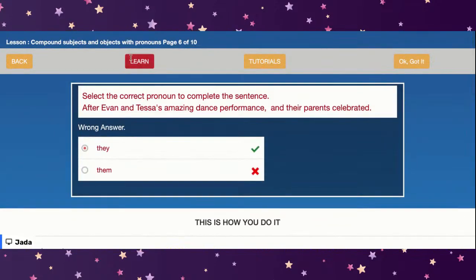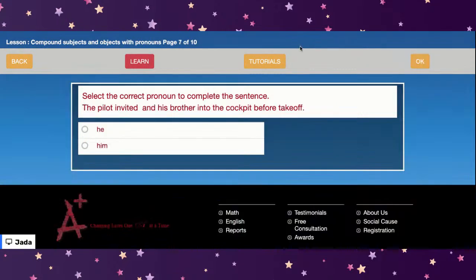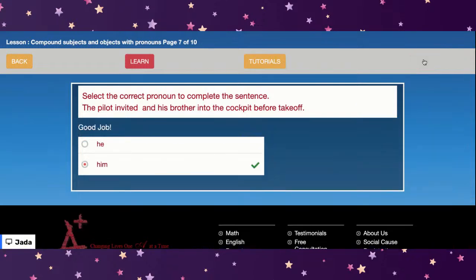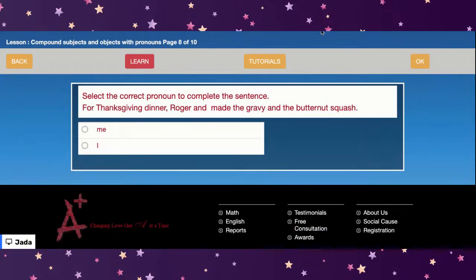Okay, so the pilot invited blank and his brother into the cockpit before takeoff. So invited him and his brother, or he? Him and his brother into the cockpit before takeoff. Him. Okay. So I hope that you can complete compound subjects and objects with pronouns. We have different subject pronouns for the different types of subject. We also have different types of object pronouns. So we have all of them. Again, I will just show you that.